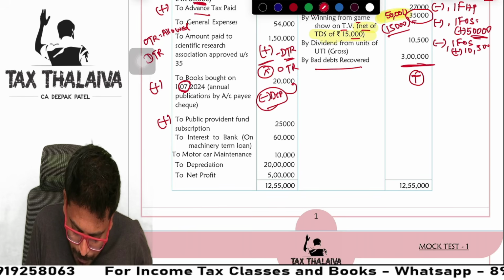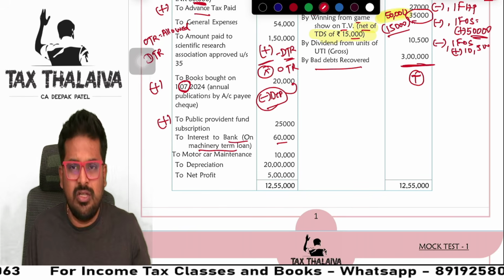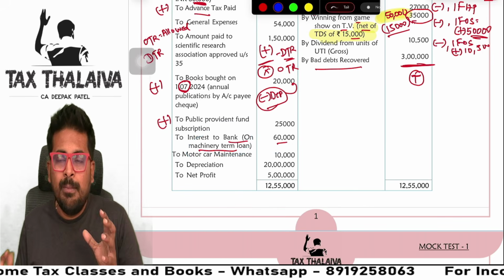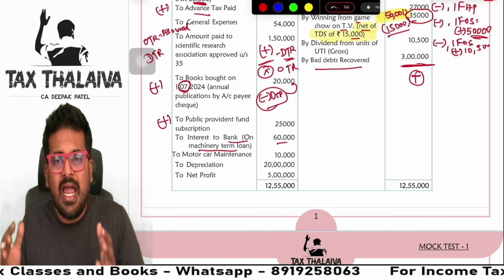Next, interest to bank on machinery term loan 60,000. Absolutely fine. Interest to bank on machinery term loan means I purchased a machinery for which I have taken a loan.